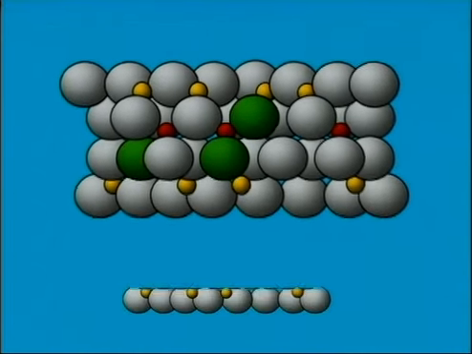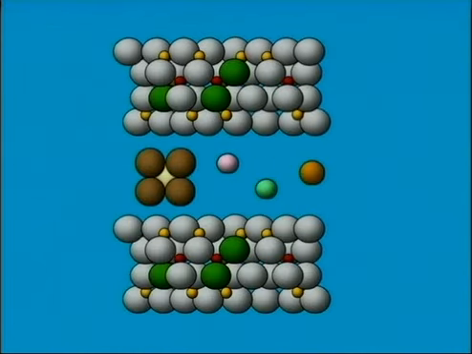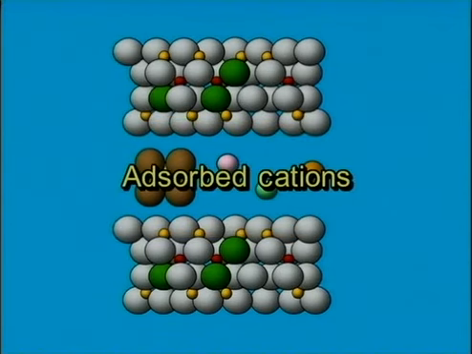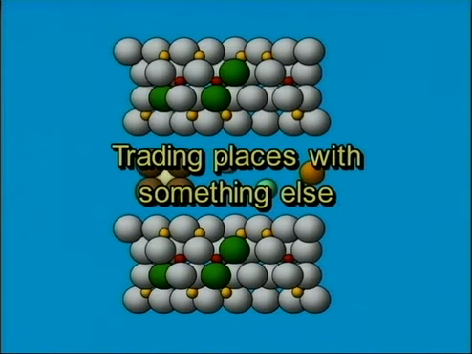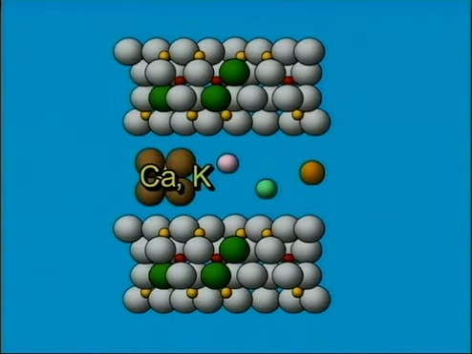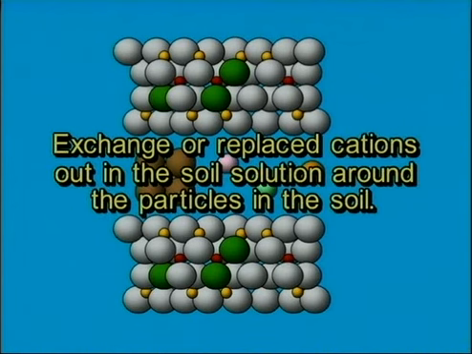In between one platelet of the mineral and the next platelet of the mineral, we have an interlayer space. That interlayer space is going to be occupied by adsorbed cations, some of which are called exchangeable cations. This term, exchangeable, is implying that they can be trading places with something else. And indeed, that's true. Cations that fit in there could be calcium, could be potassium, sodium, magnesium, etc. Those that fit in there can actually be exchanged or replaced by other cations out here in the solution, the soil solution around the mineral particles in the soil.